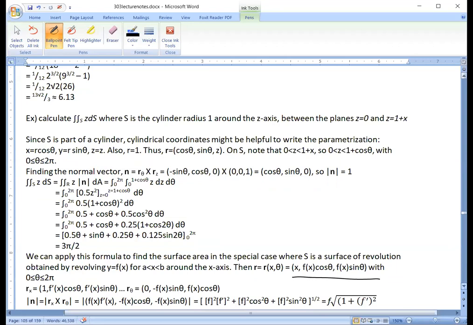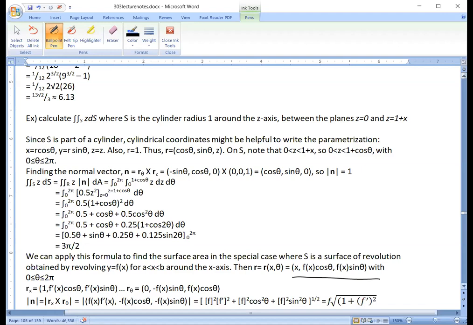So taking the cross product of those two things, calculate, calculate, calculate, and you get the first component is f of x times f prime of x. The second component will be negative f of x cos theta, and the third component will be negative f of x sine theta. So there's your normal vector, and now you need the magnitude of that.